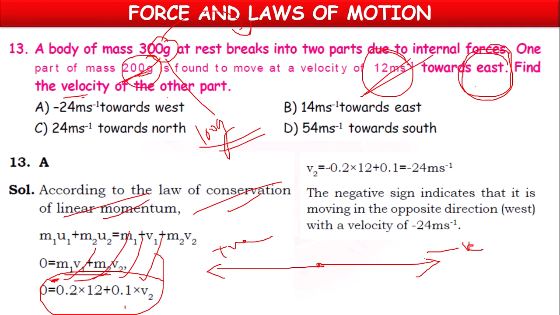Okay. So if we take east direction as positive, then west direction will be negative. First, let's find the value. 0.2 into 12, 24, plus 0.1 into V2. Actually, 0.2 into 12 is 2.4, we have to keep a point there. So 2.4 plus 0.1 into V2 equal to 0.